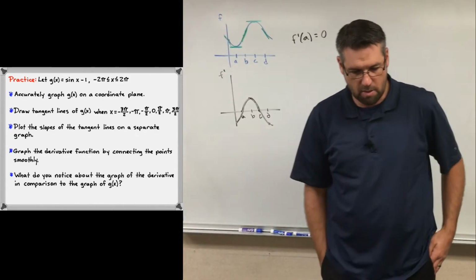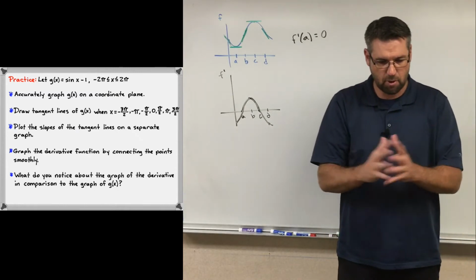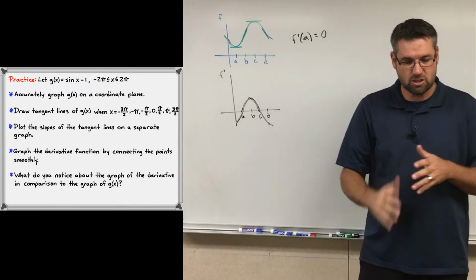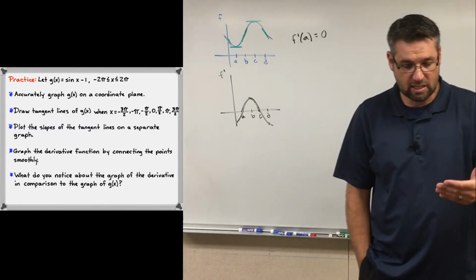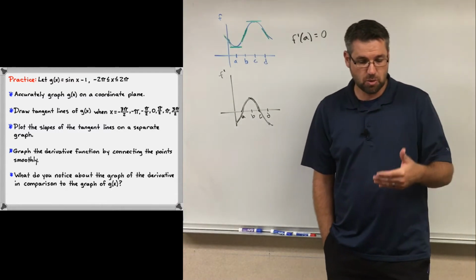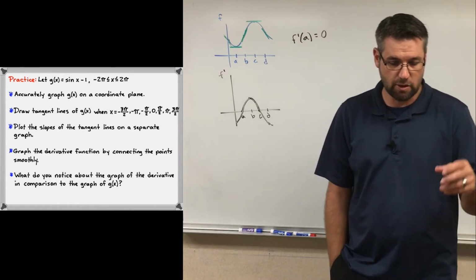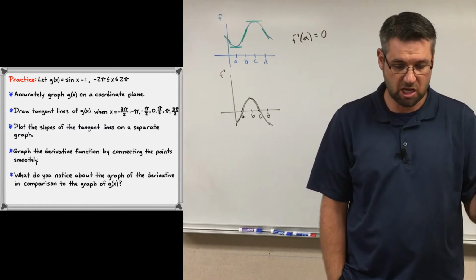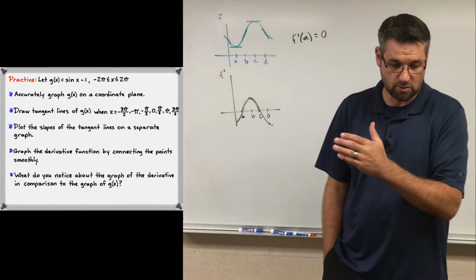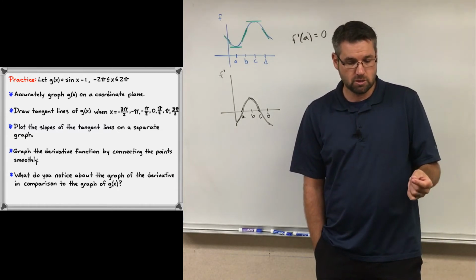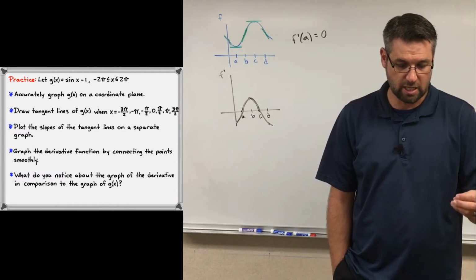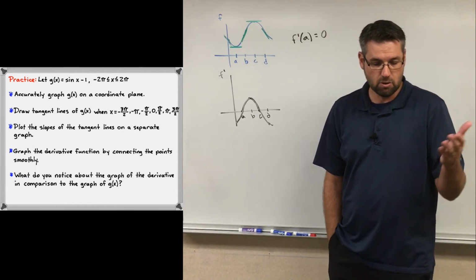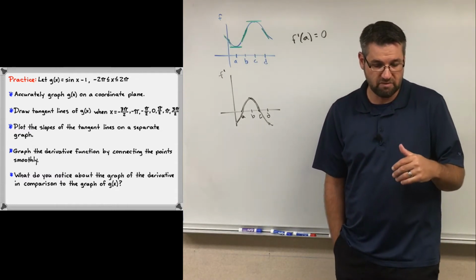All right. Now, with that said, let's go ahead and take a look at a pretty long problem here. It's a practice problem, but you should have a half sheet of paper, and your goal is to graph sine of x minus 1, and then essentially graph its derivative. Now I'm guiding you through this by saying, draw the tangent lines of g at these different x values, plot the values of the slopes of the tangent lines on a separate graph, and then smoothly graph that derivative function.